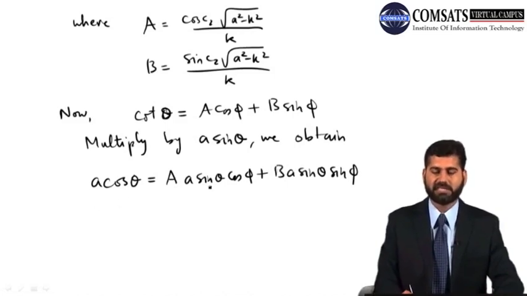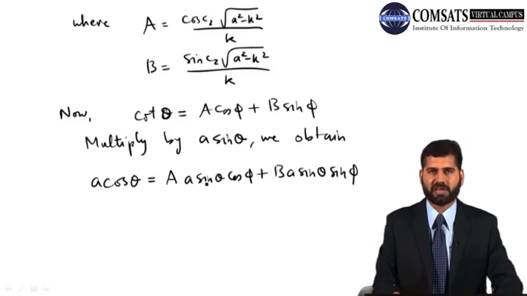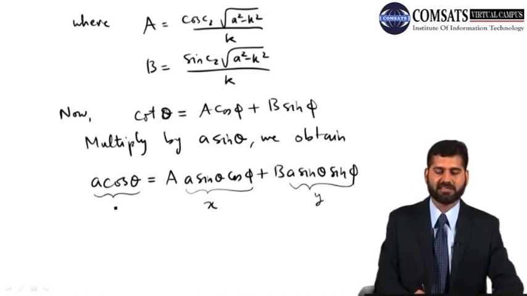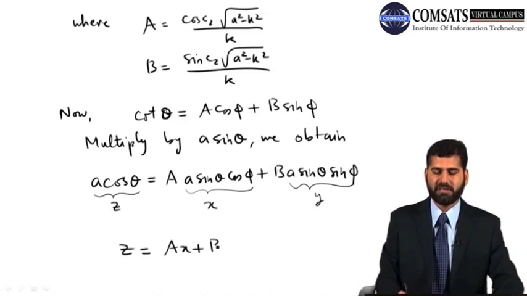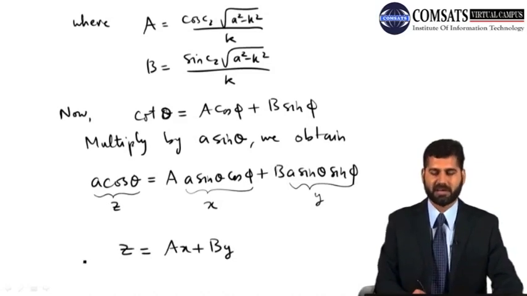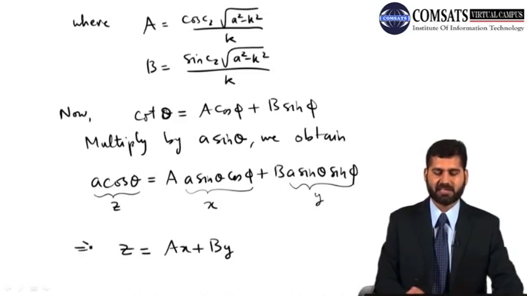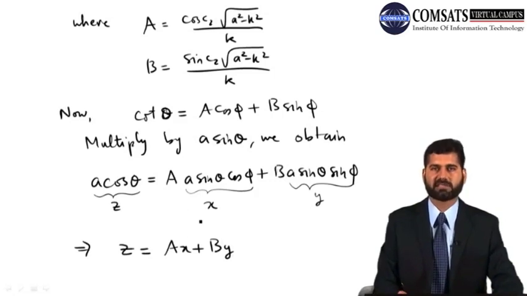All right, because theta and phi are spherical coordinates with radius r is equal to a. Then you know that in spherical coordinates, x is a sine theta cos phi, y is a sine theta sine phi, and z is a cos theta. So from here I got z is equal to ax plus by. All right, from this expression I got it because of the spherical coordinates.